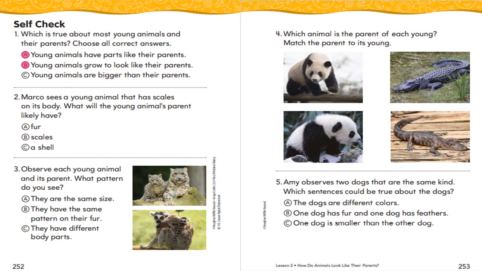The answer is B. Scales. Most young animals have the same type of body covering as their parents, even if the body coverings do not look exactly the same.